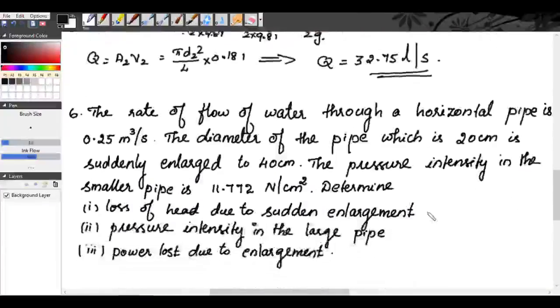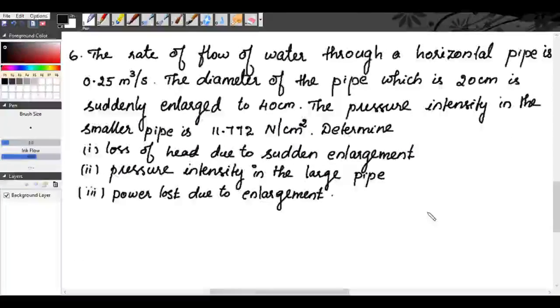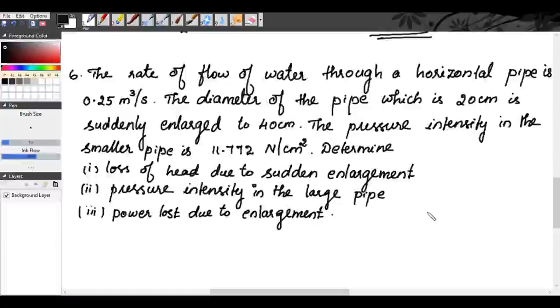We will move on to the next problem. Next problem is the rate of flow of water.